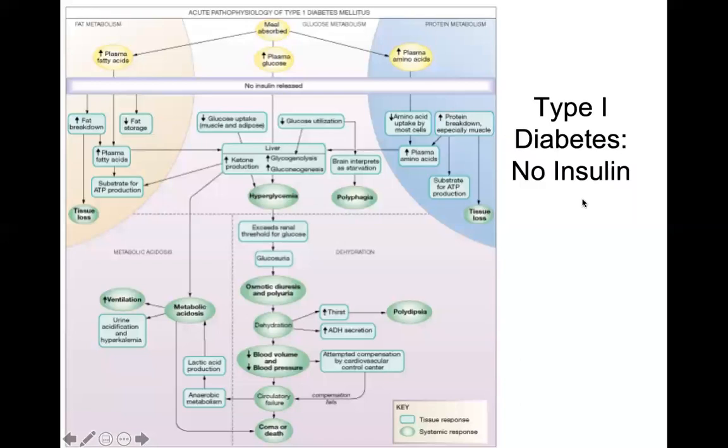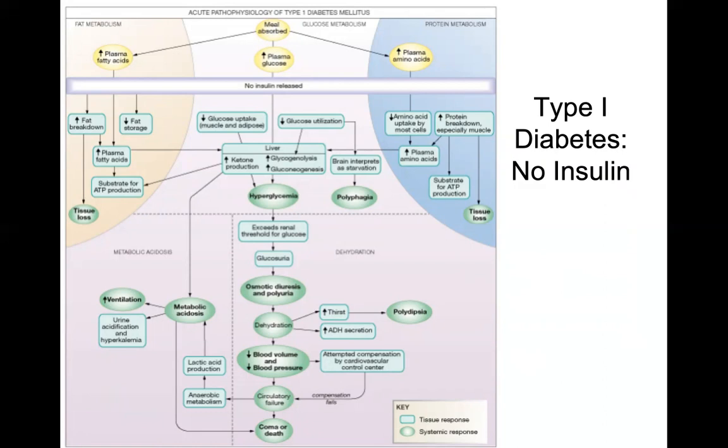Type 1 diabetes, no insulin. So this is a crazy, crazy slide. And once again, there'll be a question on this, but we're not really going to go over it because it's a little too in depth for what we need to know. What we need to know is if a type 1 diabetic can't produce any insulin, then the glucose is probably going to stay in the bloodstream.